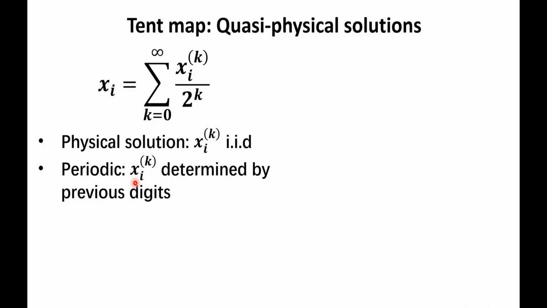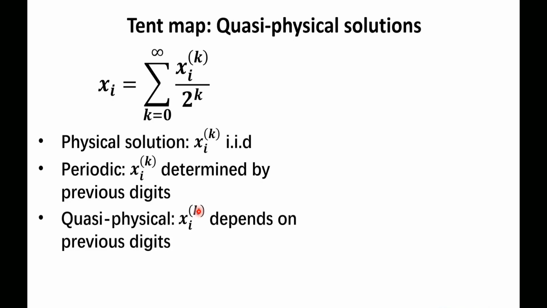If the ith digit is deterministically determined by the previous digits, what happens is you get a periodic repeating of the digits and you get a periodic solution. You can construct what I call quasi-physical solutions if the digits are neither independent identically distributed nor deterministically determined by the previous digits, but depend probabilistically on the previous digits.